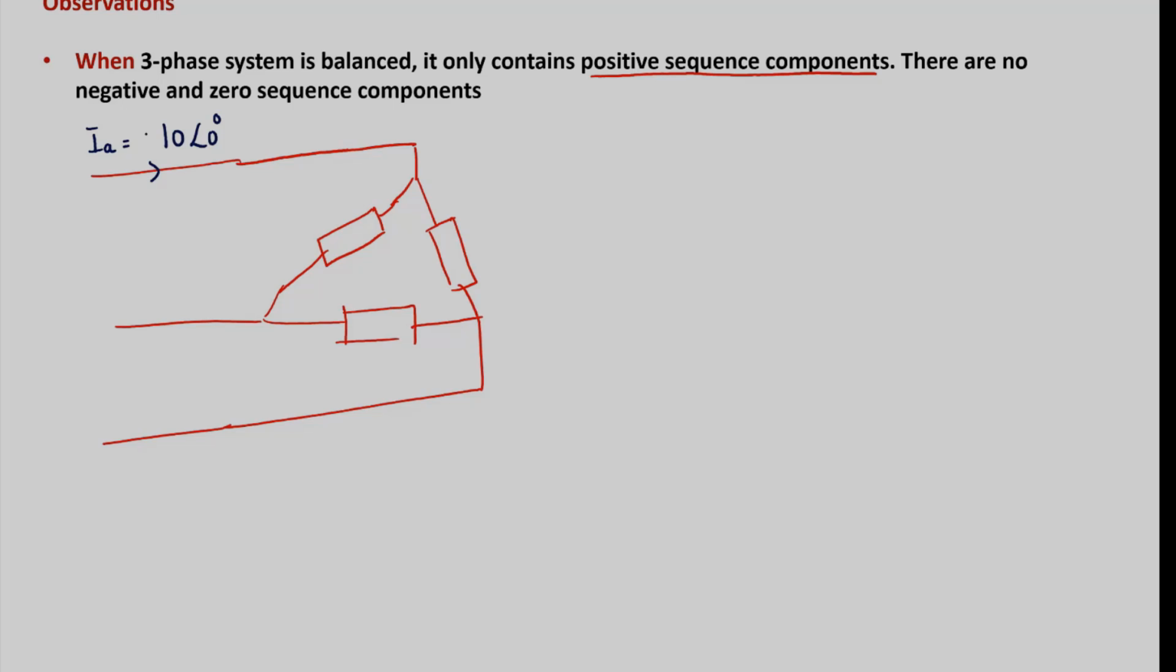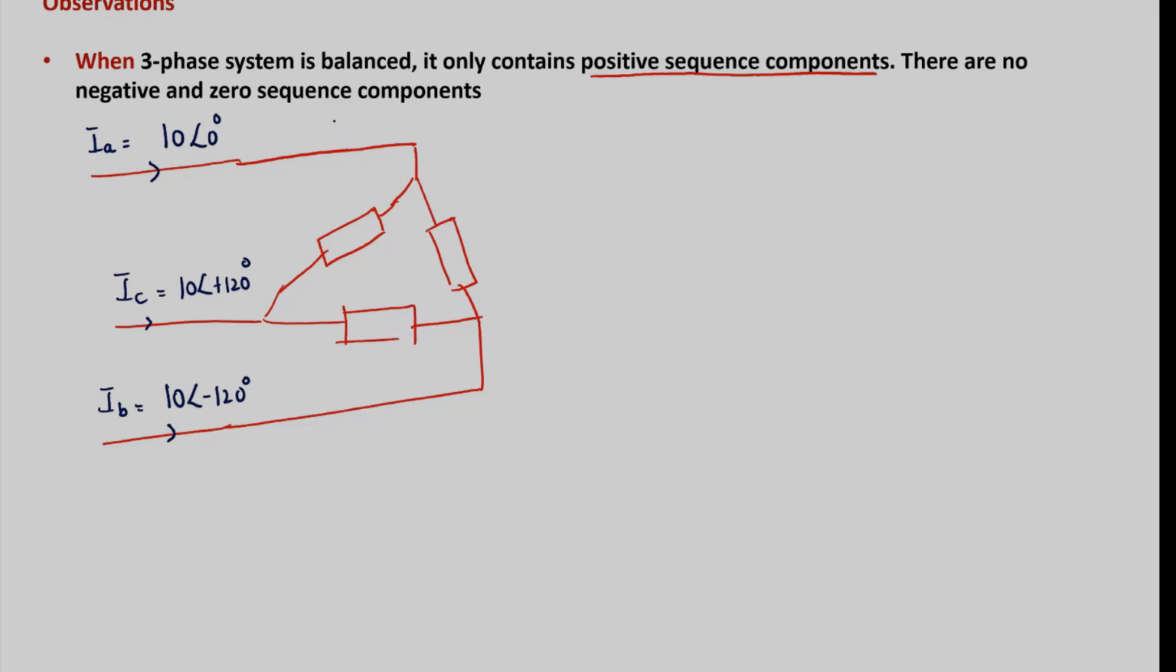Instead of R, I am using A. Instead of Y, I am using B. Instead of B, I am using C. So it is IA, it is IB, 10 at an angle minus 120 current. That is IB. And my IC current is 10 at an angle plus 120. So for a balanced load, my balanced source is supplying balanced current. So my system is balanced.